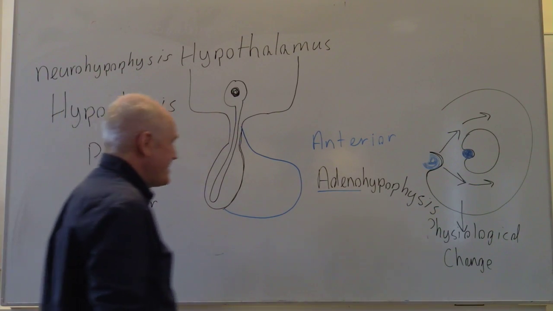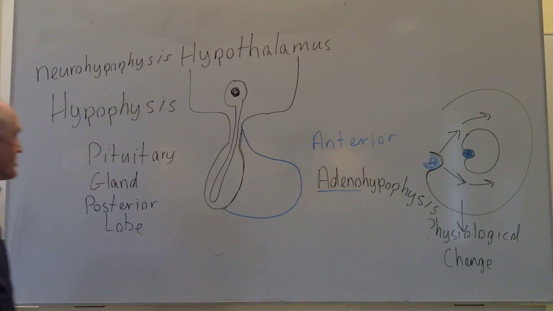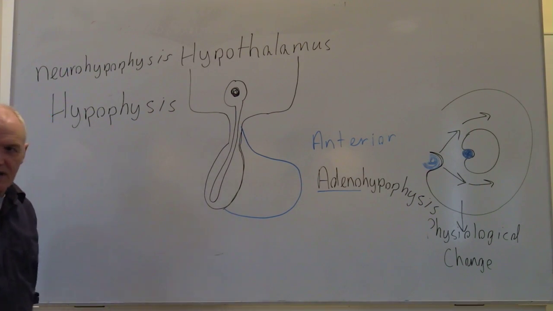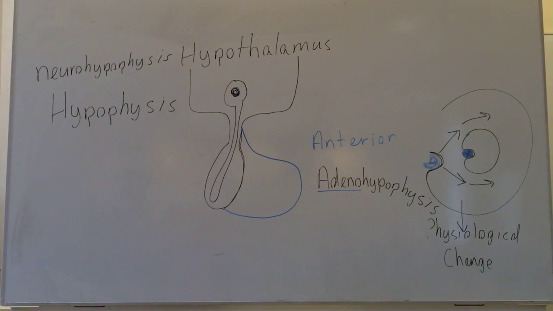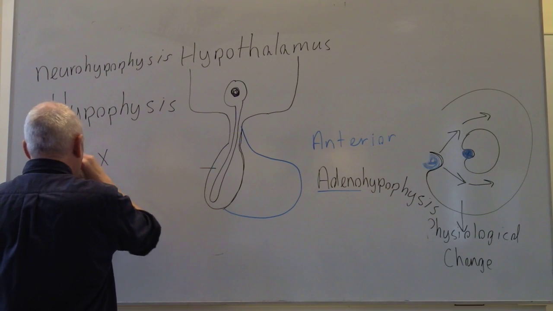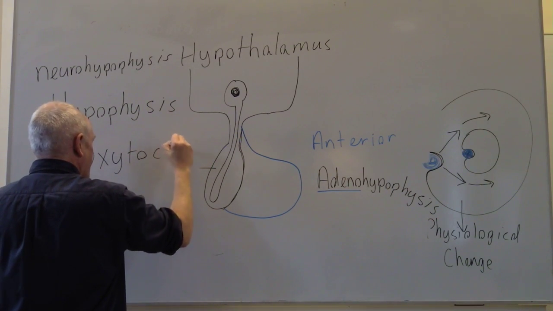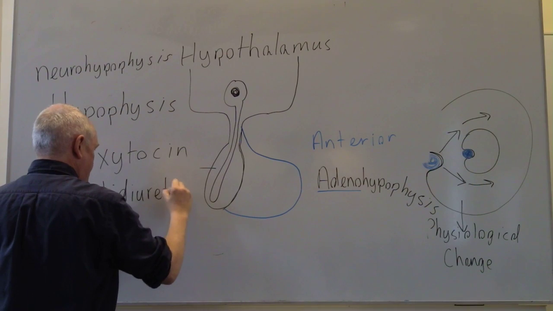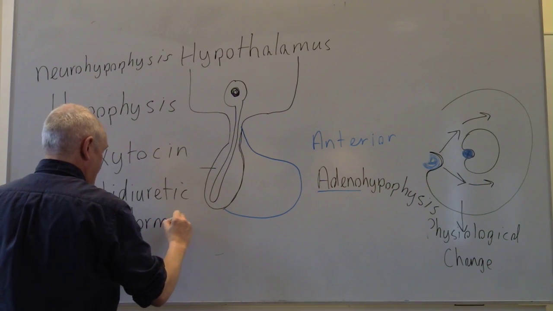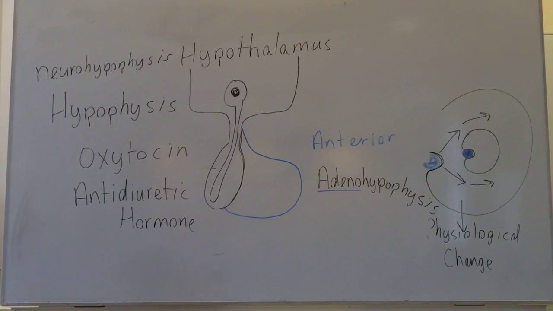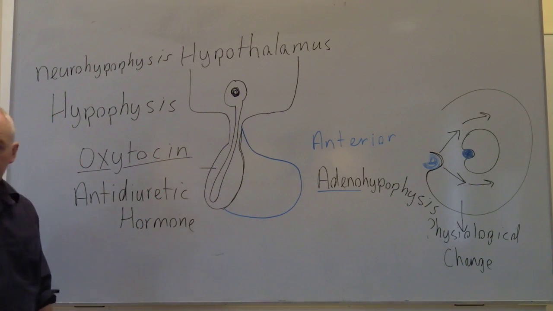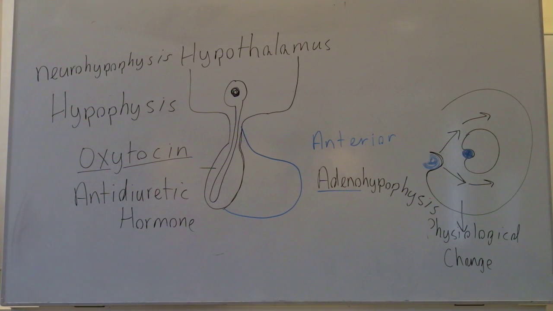So let's think now about what these structures produce. And we'll just do a few examples of what they produce. But with the neurohypophysis, the posterior pituitary, it's quite easy. It only produces two things. So the neurohypophysis produces a hormone called oxytocin, and another hormone called antidiuretic hormone.